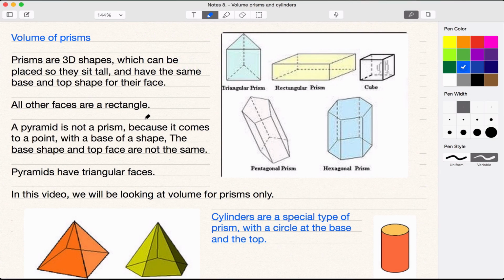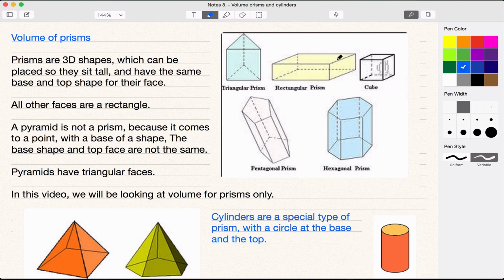Before we can look at finding the volume of prisms, we need to be really clear about what a prism actually is. Prisms are 3D shapes which can be placed so that they sit tall. See how this one's sitting nice and tall, and they have the same base and top shape for their faces. So if we look at the base of this one, it's a triangle, and the top is a triangle as well. That's when it's moved so that it's sitting nice and tall.